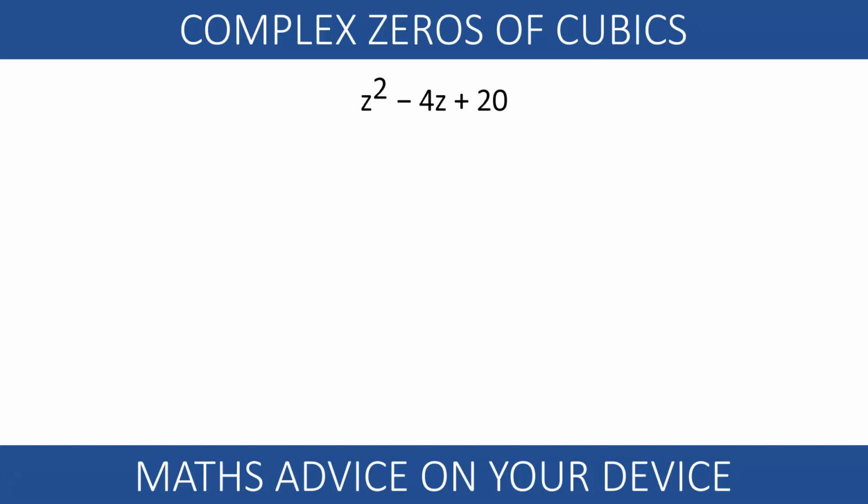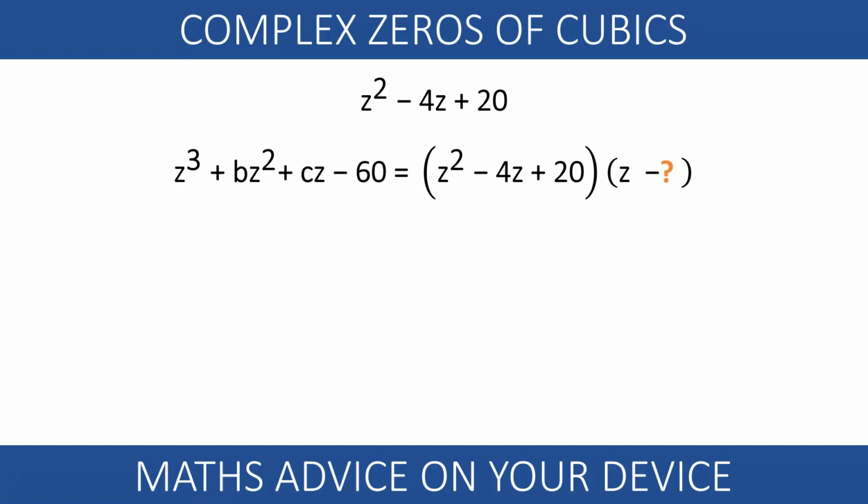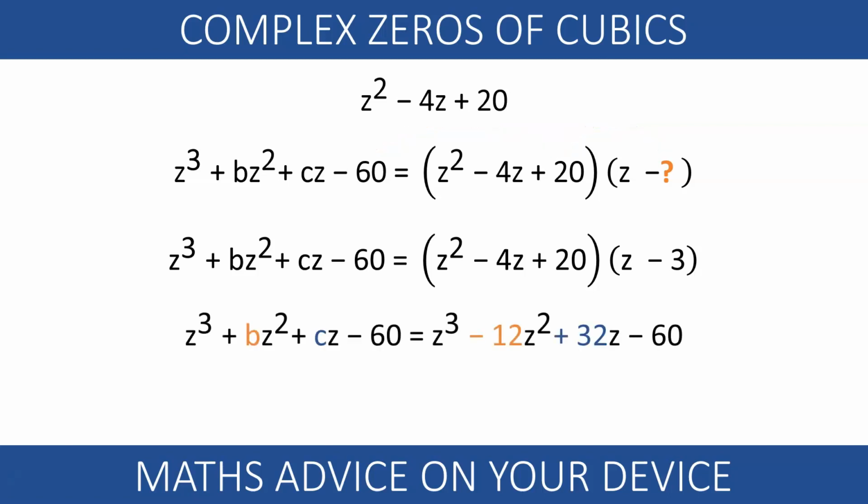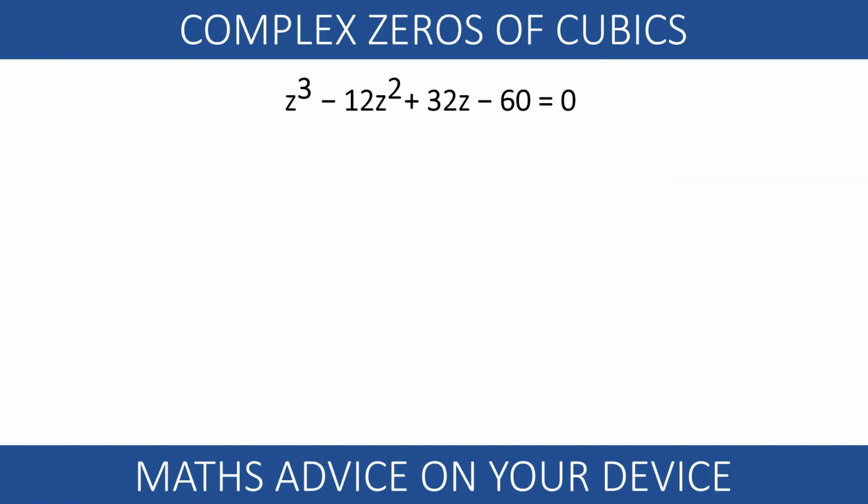We can find the remaining factor by inspecting the polynomial. We know that 20 times a number equals minus 60, so the number must be negative 3. All we have to do now is multiply the quadratic by the linear factor, z minus 3. When doing so, we can identify b as negative 12 and c as 32. The polynomial equation has one real root, 3, and two conjugates, 2 plus or minus 4i.